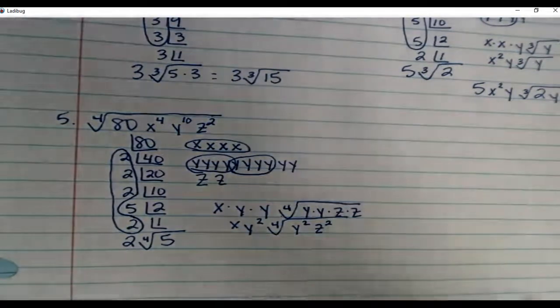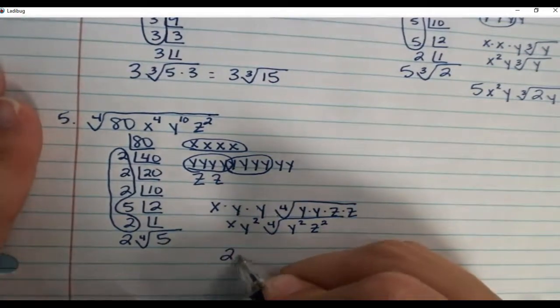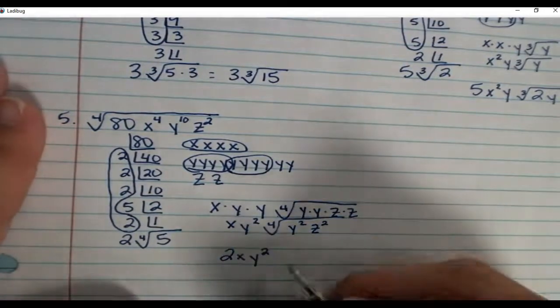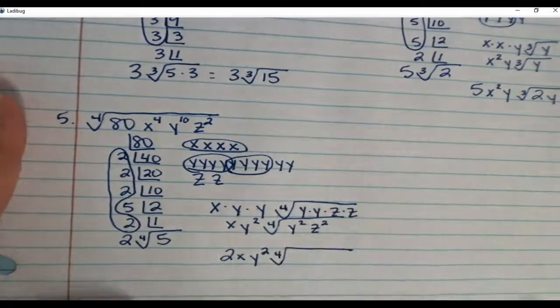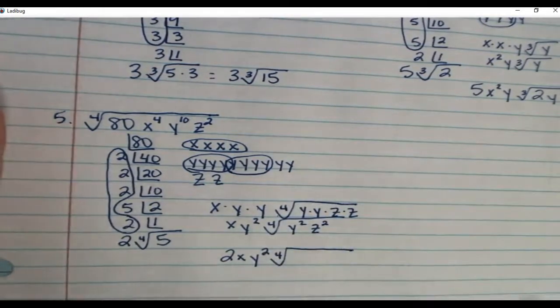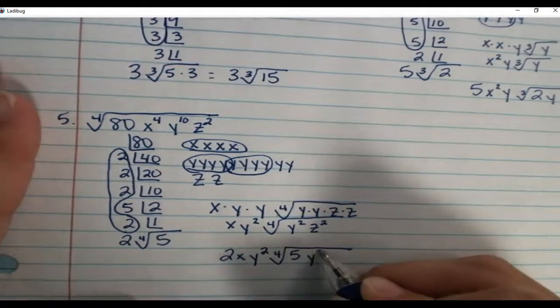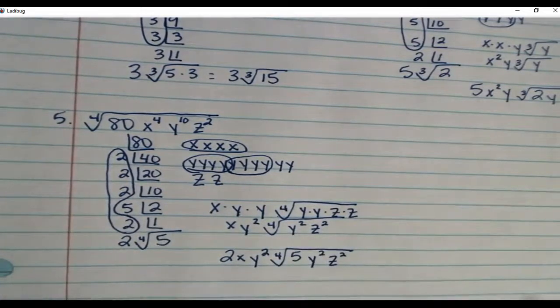So then we put them all together. So outside we have a 2, an x, and a y squared. You got it. Good. So on the inside we still have the 5, y squared, z squared. Questions? And that's about as tough as it gets.